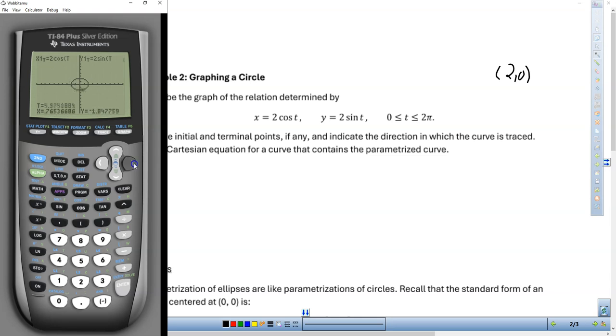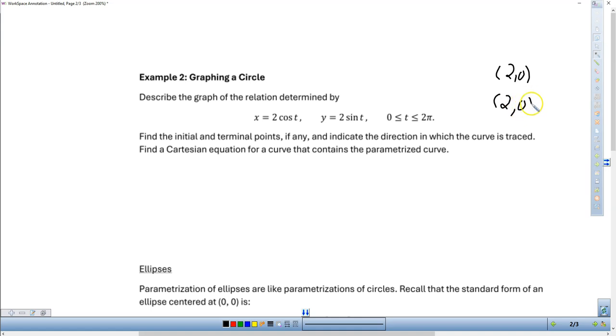And I can, of course, keep tracing this up until I reach my terminal point. And it looks like there's our terminal point. Now it looks like we have a little bit of graphing rounding error here. This sometimes happens with the calculator, but this, of course, should actually be representative of 0. So our terminal point is also going to be at (2, 0). So this is our initial point, and this is our terminal. And the direction in which it was traced, we said, was counterclockwise.